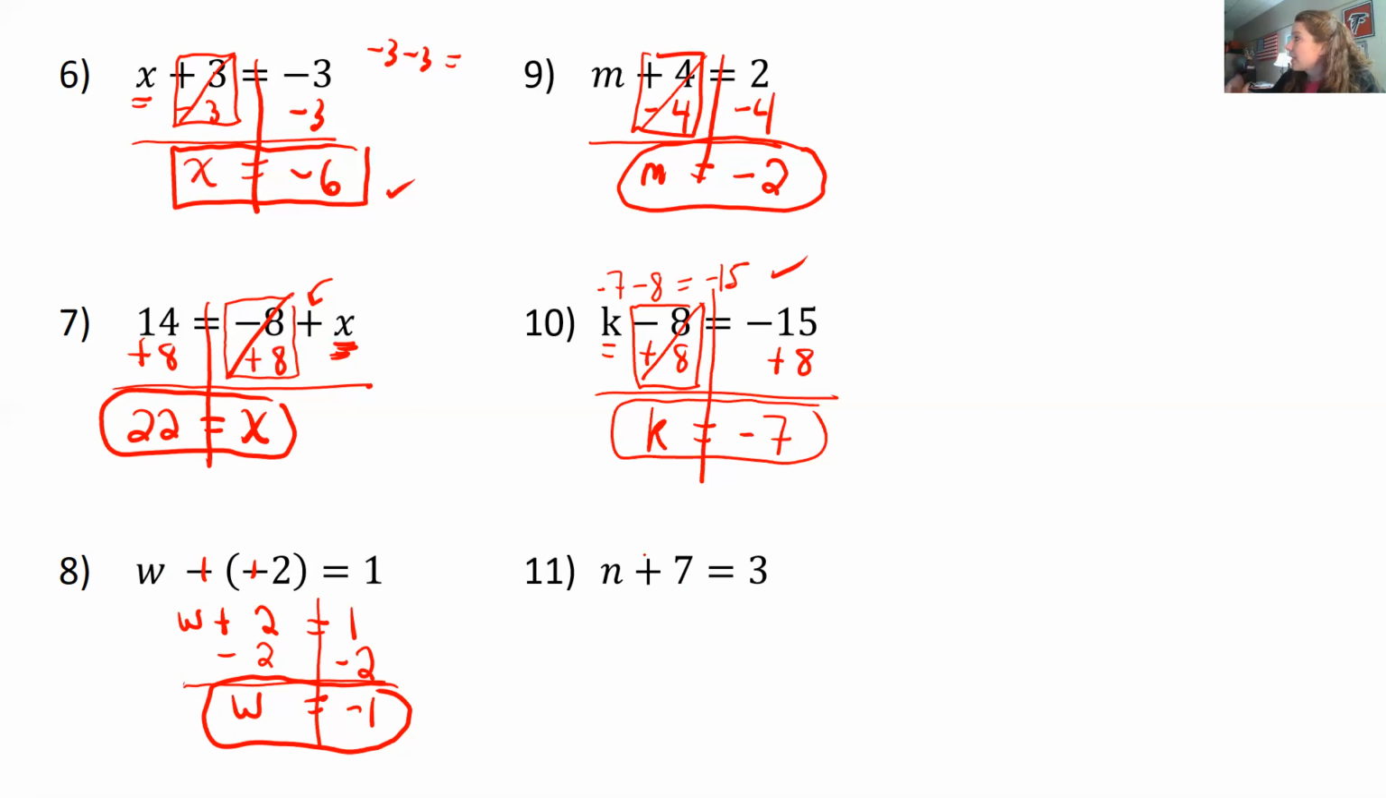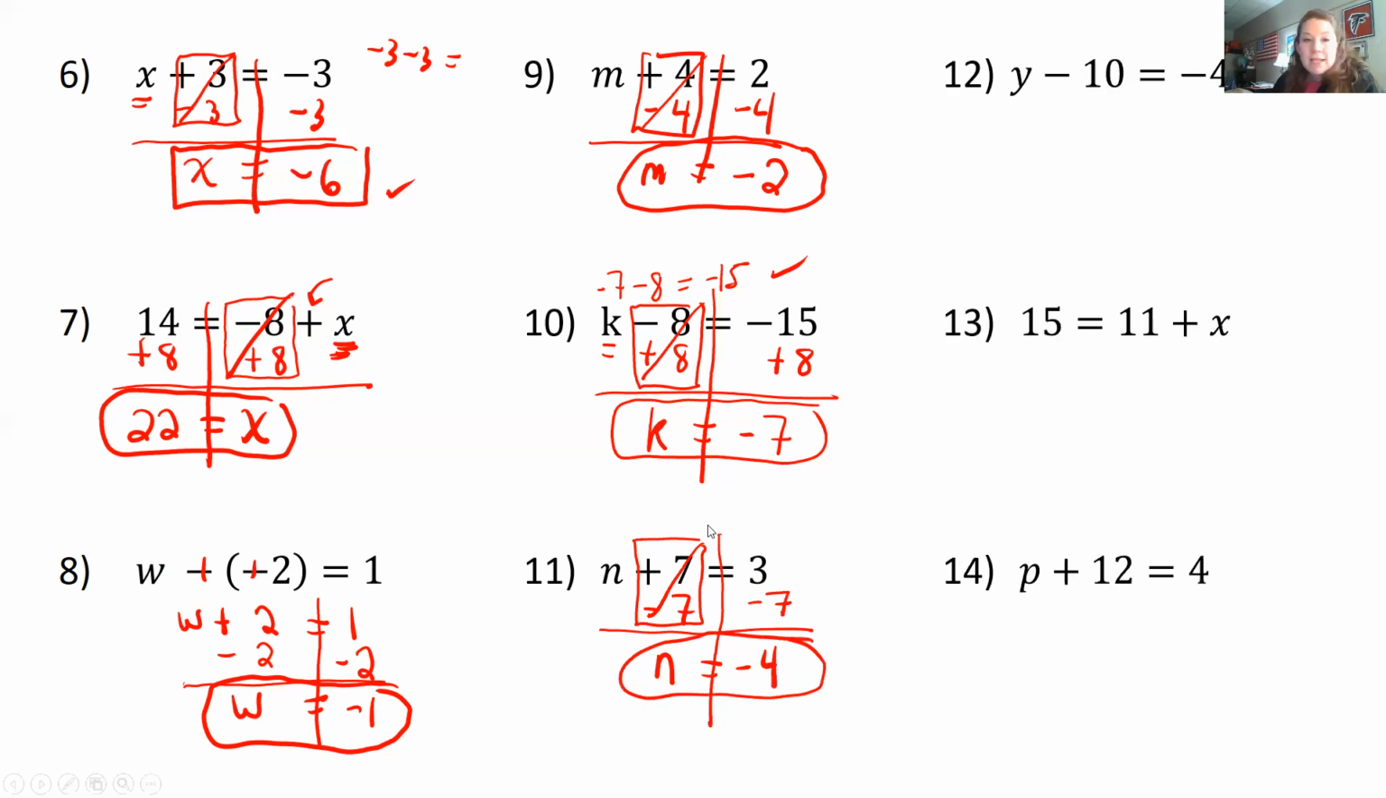Number 11, what is on the side with N? +7. So what are we going to do? Okay. How do we get rid of +7? We're going to subtract 7 from both sides of the equal sign. So we got rid of this, right? We bring down our N equals 3 minus 7 is -4. -4 plus 7 is 3. That is correct.